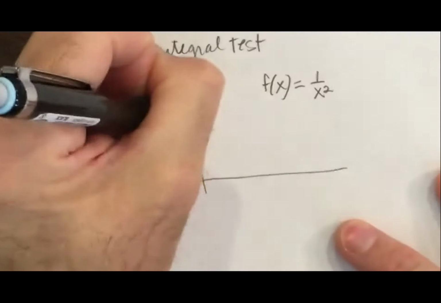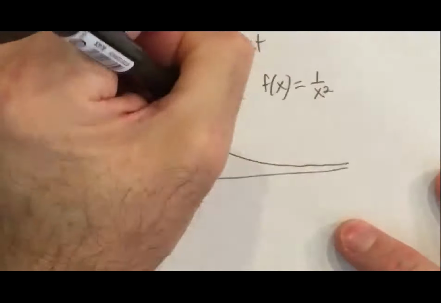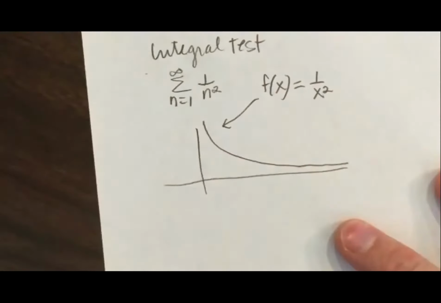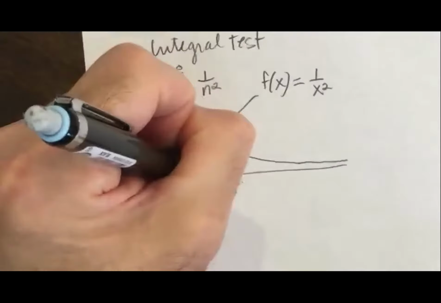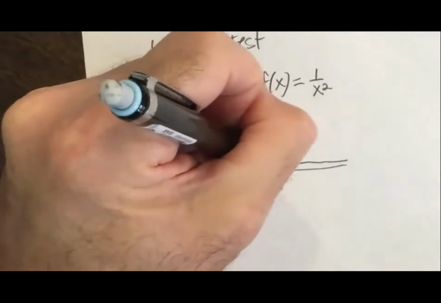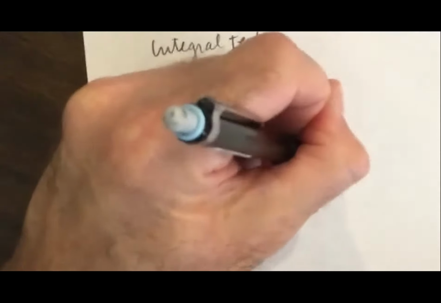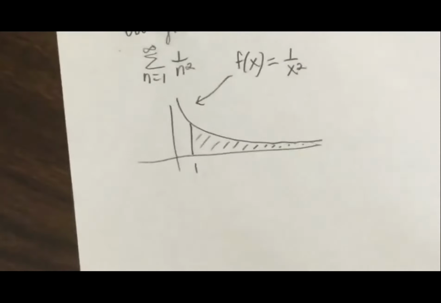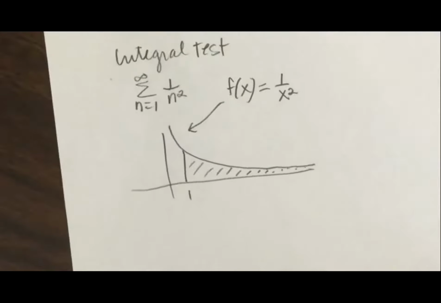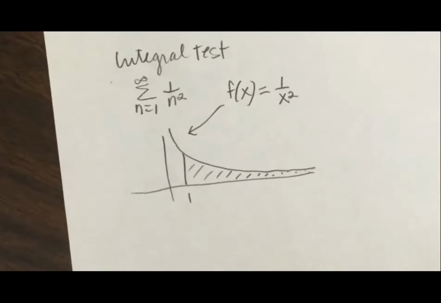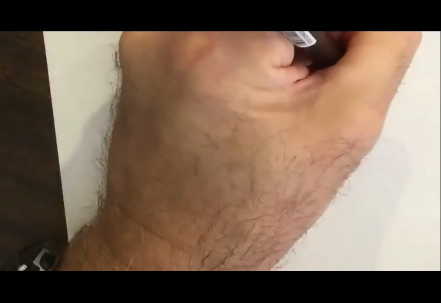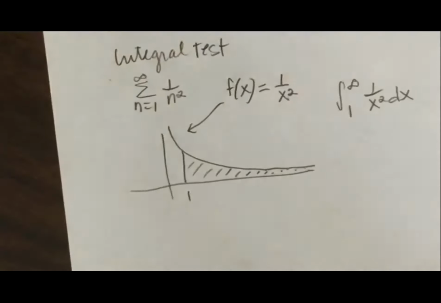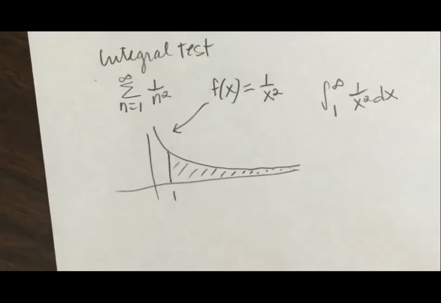Consider the area under the curve f(x) = 1 over x squared from 1 to infinity. Find this area. You say, oh yeah, I'm good at that. That's an improper integral, right? That would be the integral from 1 to infinity of 1 over x squared dx. Making sense?